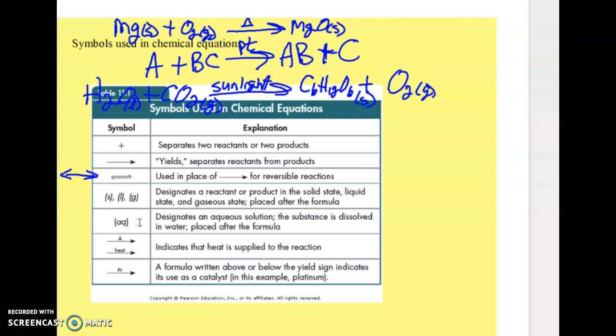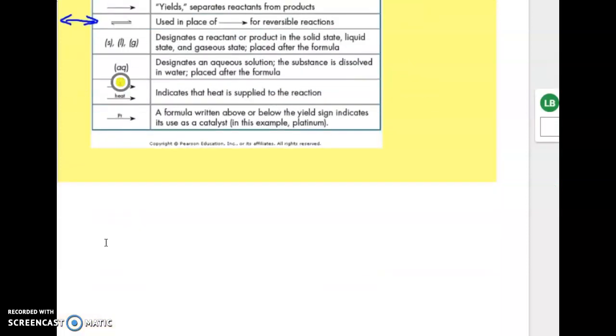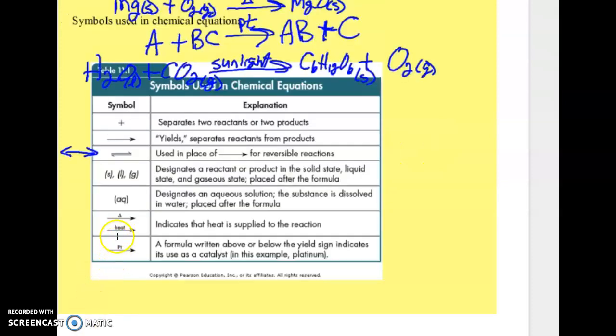Obviously we use a lot of aqueous solutions in chemistry and chemical reactions. A couple of others that you probably haven't really seen before, but we've already used. There are two ways to indicate that heat is required or used in the reaction. We can either draw this triangle over the reaction arrow, or we can write the word heat over the reaction arrow. This just means that in this reaction we applied heat.